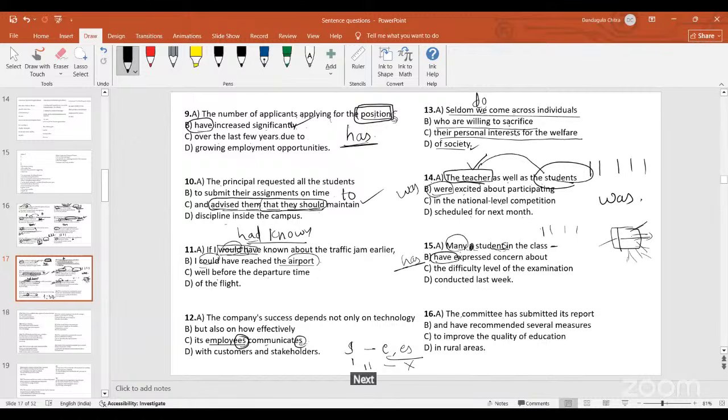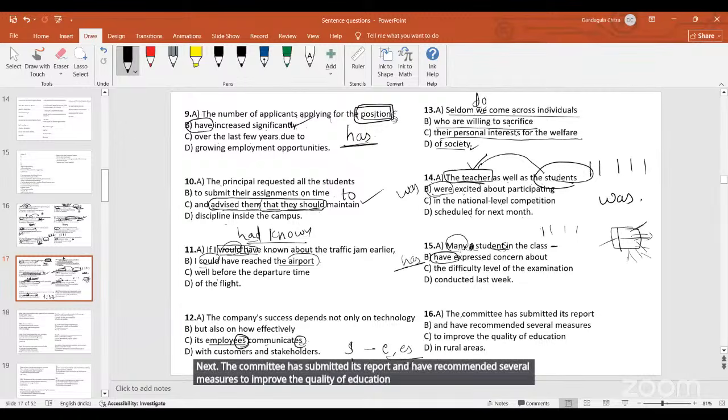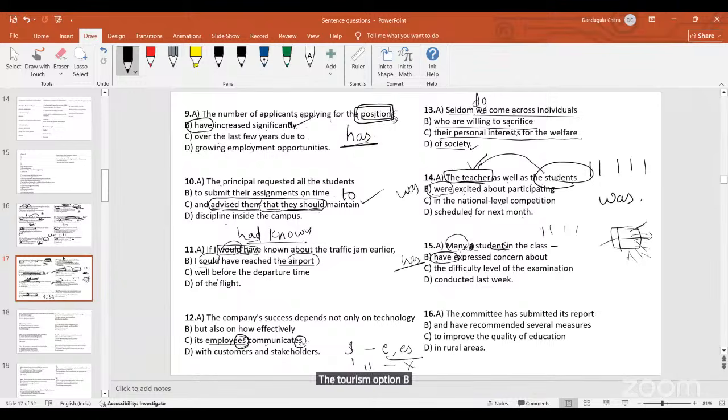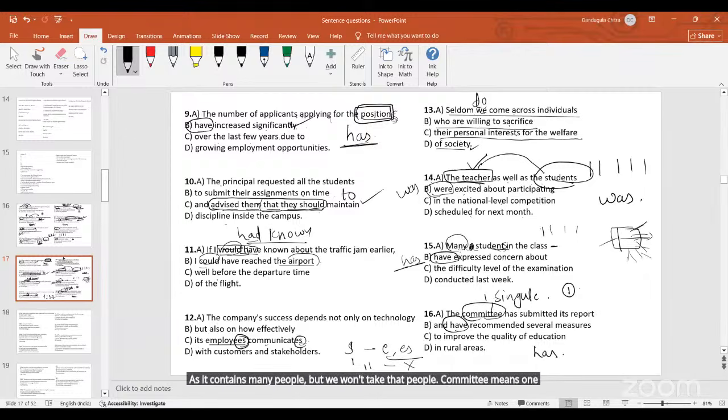Next, the committee has submitted its report and have recommended several measures to improve the quality of education in rural areas. So the error is in option B, sir. Okay. We replace have with has recommended, sir. Yes. Why? Because the committee is represented as a singular word, sir. Right. Committee means only one, as it contains many people, but we won't take those people. Committee means one, which is singular. So has.